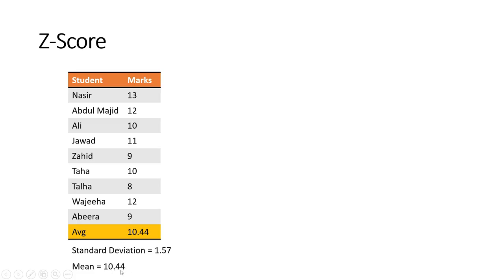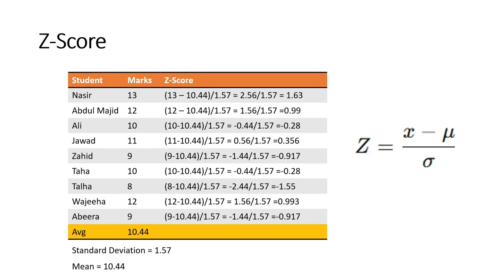So how do we calculate the z-score? We can calculate it through this formula. To calculate the z-score for each data point, for example the marks of 13, we subtract the overall mean, 10.44, and then divide by the standard deviation, 1.57. Similarly, for Abdul Majid, the marks are 12 minus the overall average of 10.44, divided by the standard deviation 1.57, and we get values like 1.63, 0.44, and so on. This is called the z-score. You are already familiar with the z-score, and how simple is it?